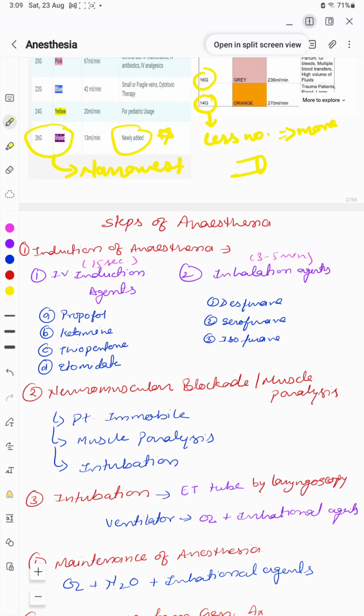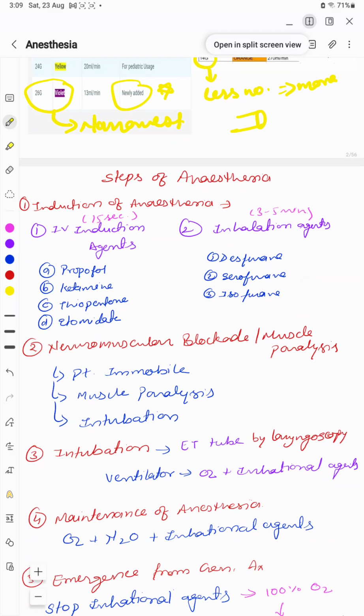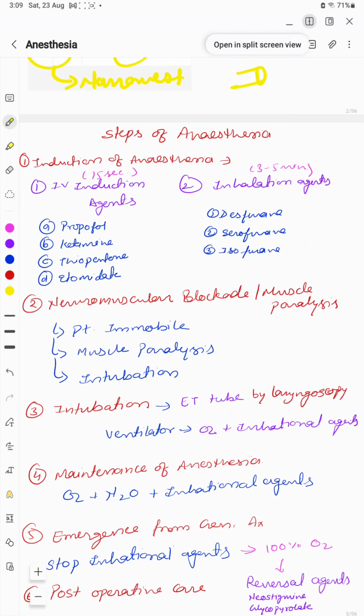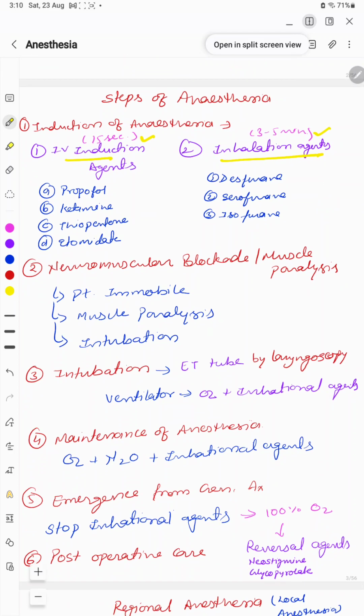And the steps of anesthesia, like induction of anesthesia, how you induce the anesthesia. You can induce by the IV induction agent and the inhalational agent. You can understand by yourself, when we give something IV, directly into the blood, it will work very fast, in 15 seconds, while inhalational agents you can give by nasal airway, respiratory airway. It takes time to arrive in the brain, so it takes around 3 to 5 minutes. And here is the example.